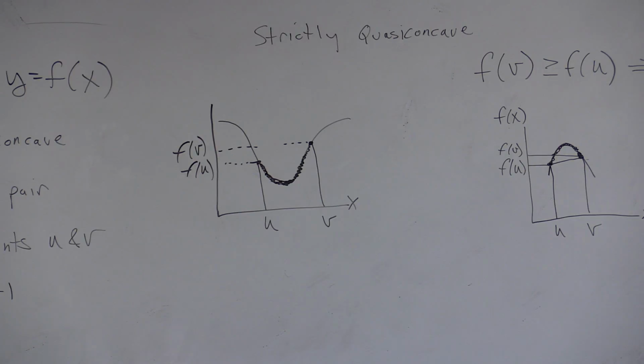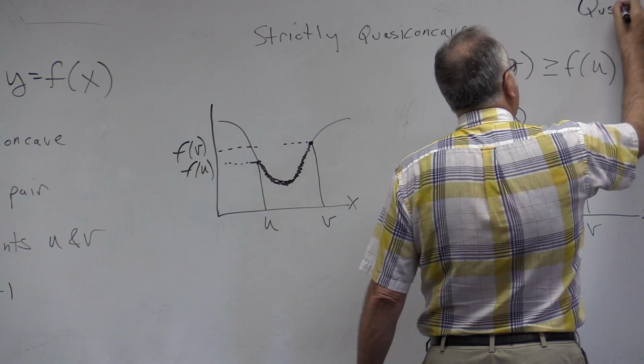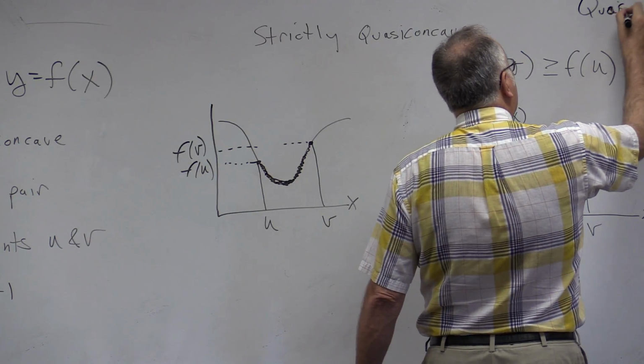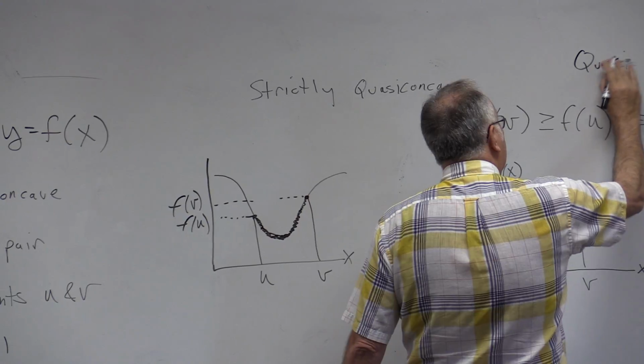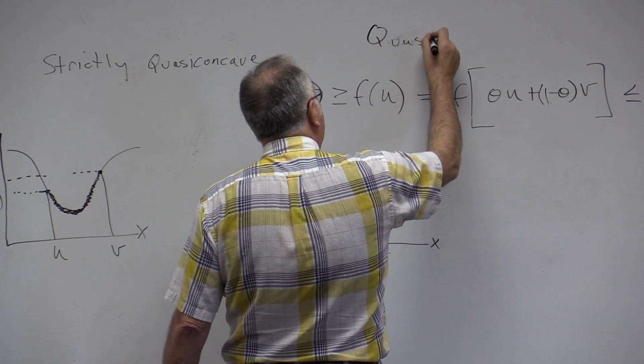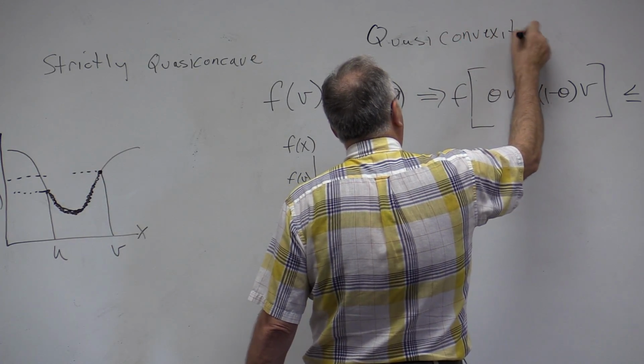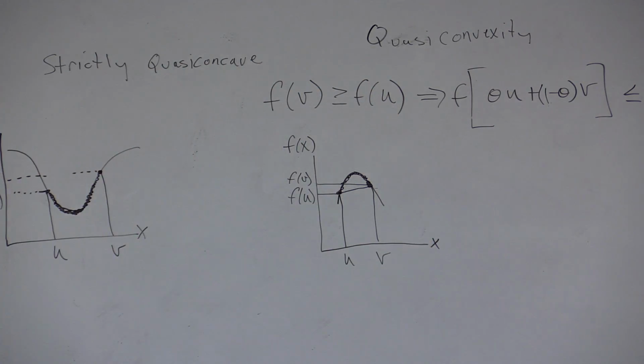Okay. So that's the condition for quasi-convexity. So this one is quasi-convexity. I'm having a little trouble spelling quasi here. There we go. Okay. Now you have to be lower than the higher value. Then it's quasi-convex. Think of it as an upside down bell shape.